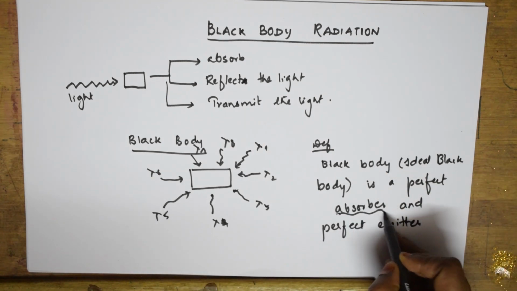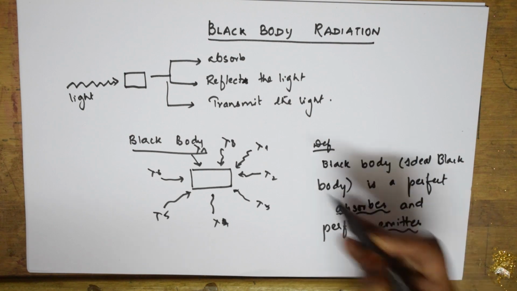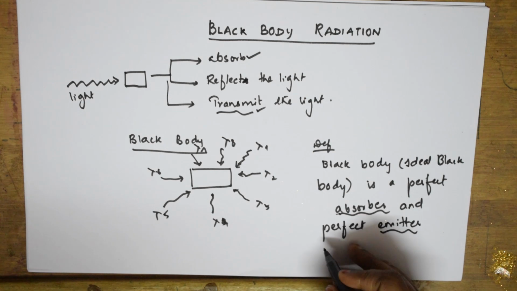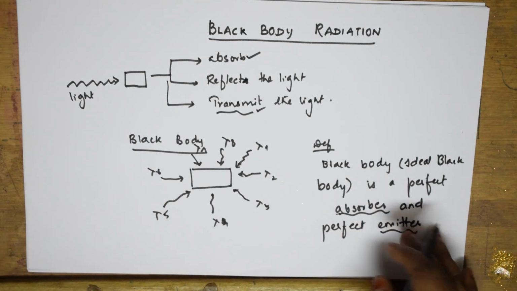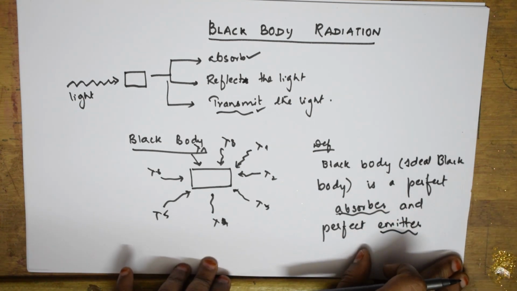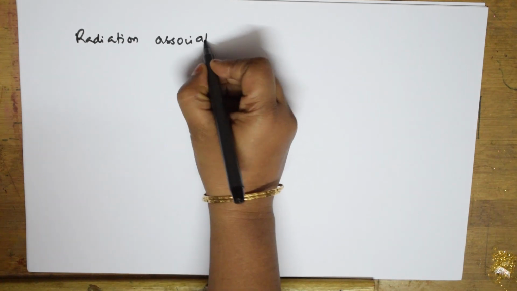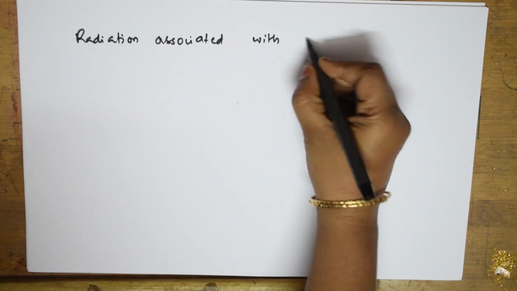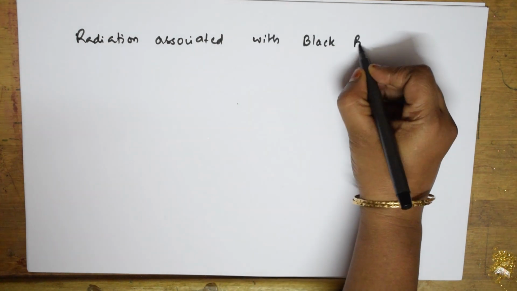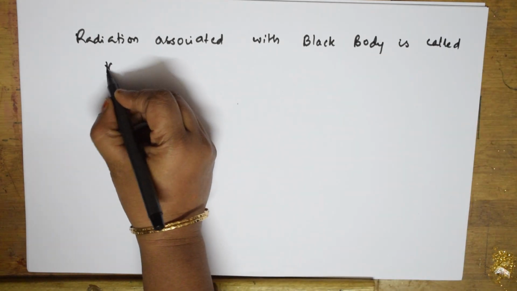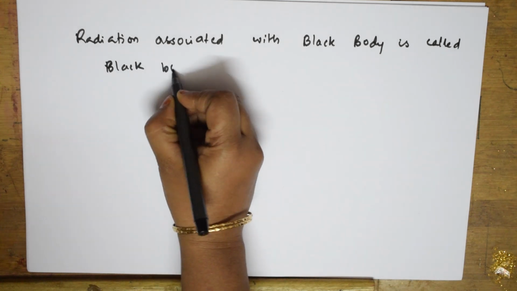Now I have two terms: it's absorbing, and it's emitting. The radiation of this particular black body is called blackbody radiation. So let us write that term. The radiation associated with a black body is called blackbody radiation.